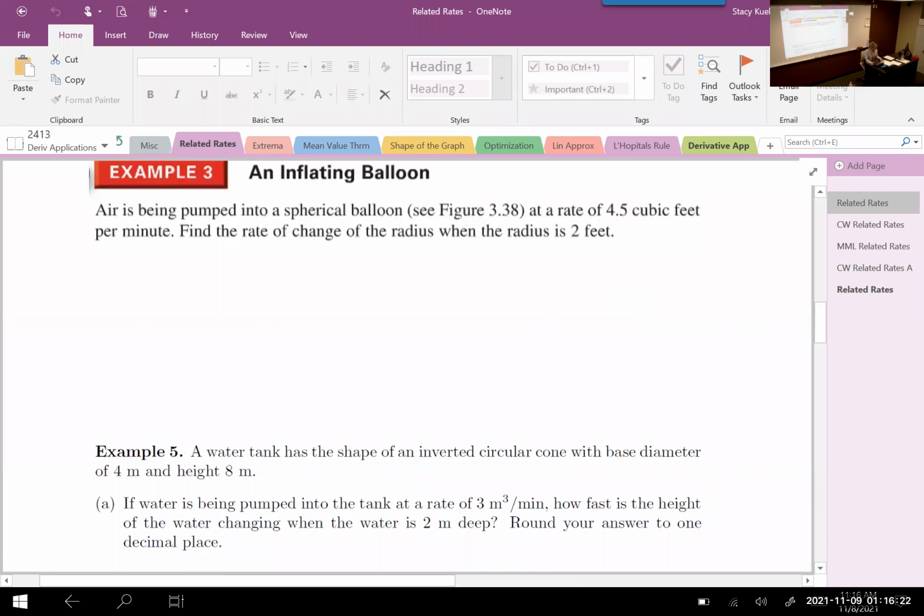So we have air being pumped into a spherical balloon, and it's being pumped in at a rate of 4.5 cubic feet per minute. We want to find the rate of change of the radius when the radius is 2 feet.